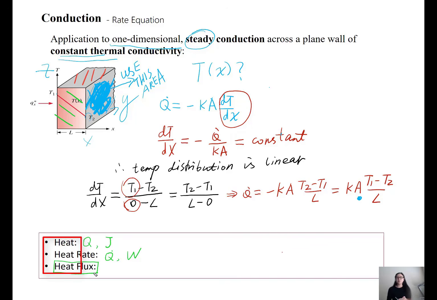What about heat flux? Heat flux is also a term we use very often throughout heat transfer. Heat flux, we often use little q dot to represent it. It is heat rate per unit area. So the unit of heat flux is watt per meter squared.